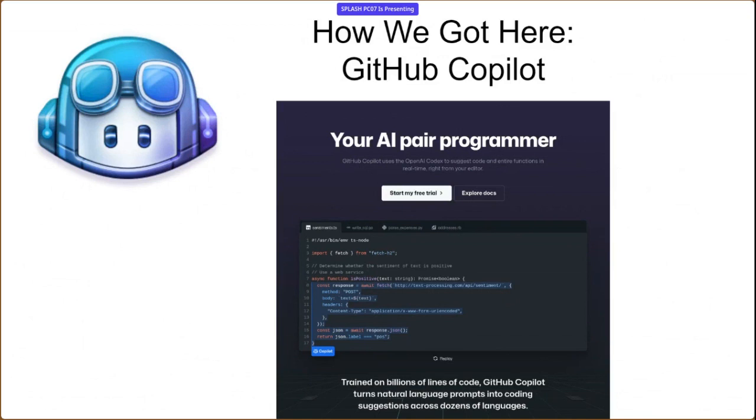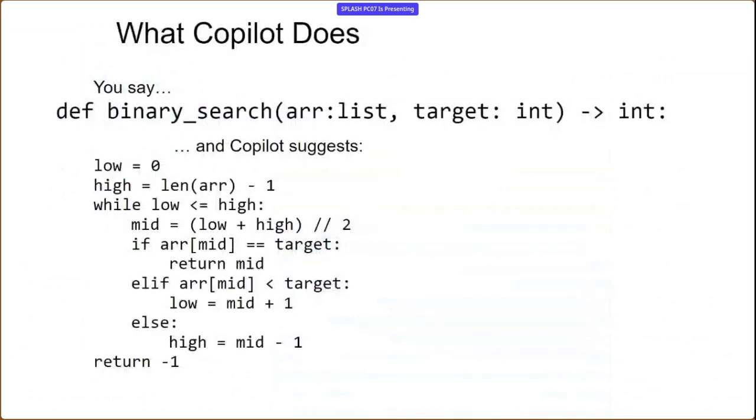And so it's your AI pair programmer, and their saying is, trained on billions of lines of code, GitHub Copilot turns natural language prompts into coding suggestions across dozens of languages. And so we're going to look into this a bit more, and let's talk about what it does in particular.